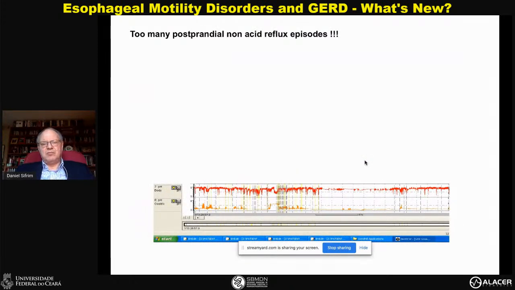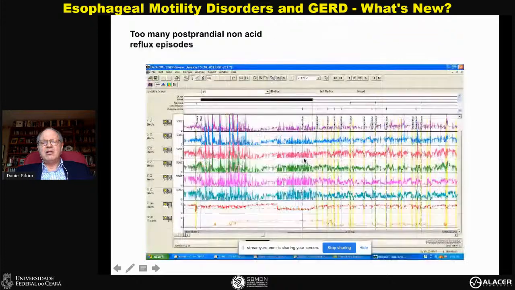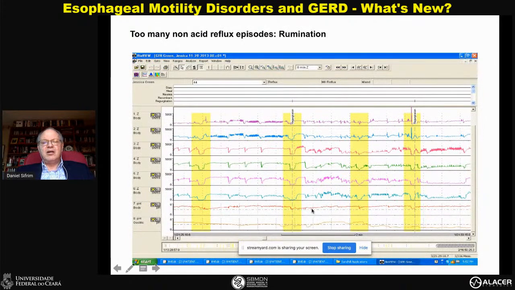This is another situation. Again, this is the pH metry. Interestingly, there is a region here that is full of symptoms and not many pH drops. Another region there. So if I look at the impedance, this region happened immediately after a meal. So there is a meal here, and the patient has a lot of symptoms and many reflux episodes detected by impedance. All these are non-acidic retrograde flows of liquid. Most of them are recognized by the patient as regurgitations.